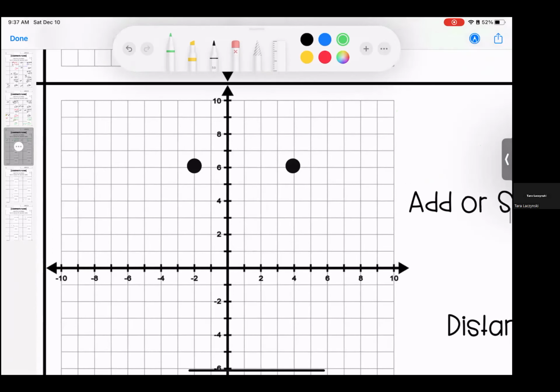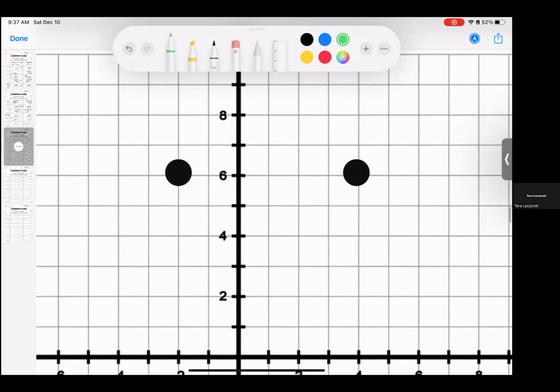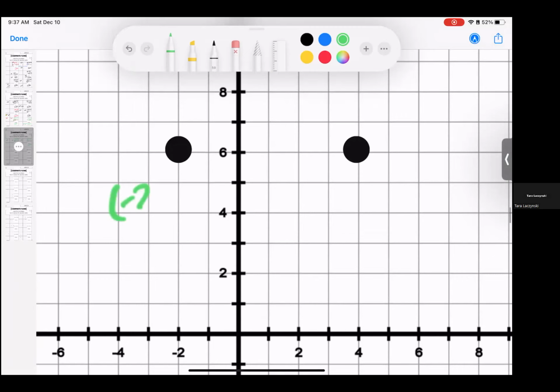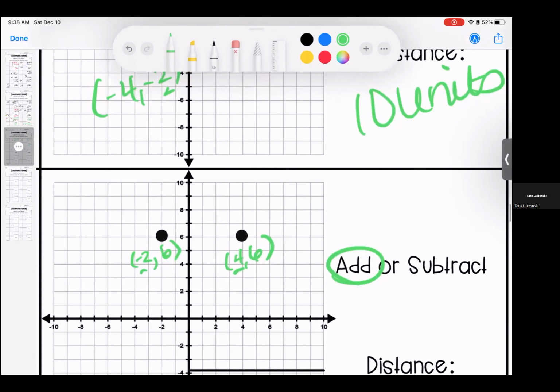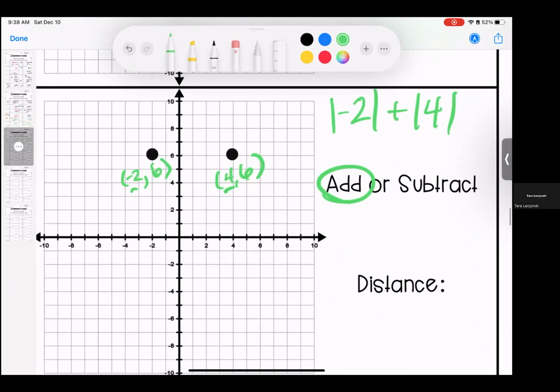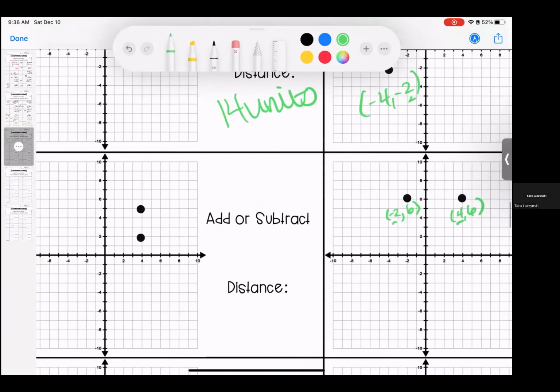Over here, opposite, add. Same, subtract. I'm going to go to negative 2, 6. And I'm going to go to 4, 6. Looking at these two values, I'm going to add the absolute value of 2 plus 4. 2 plus 4 is 6. Our distance is 6 units.